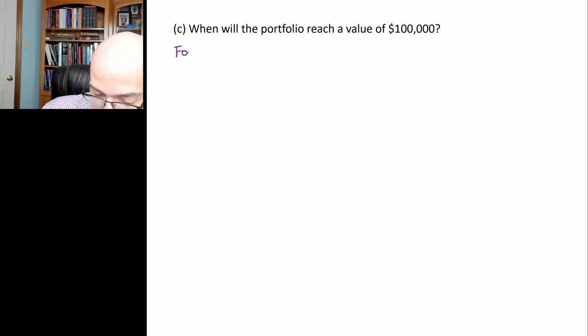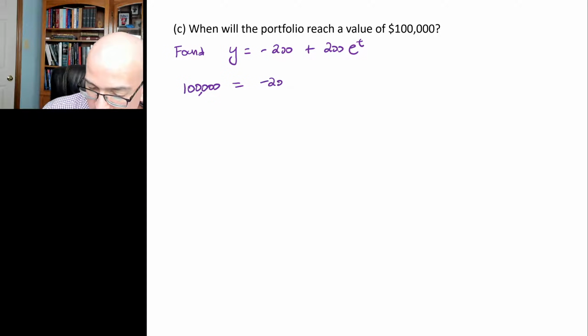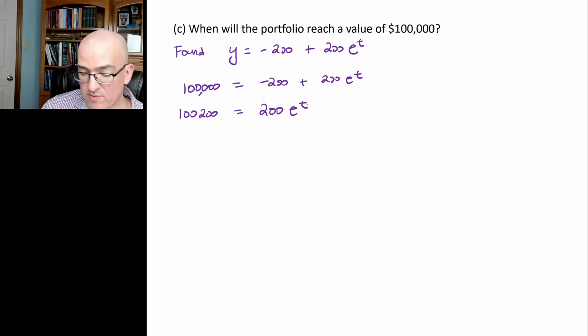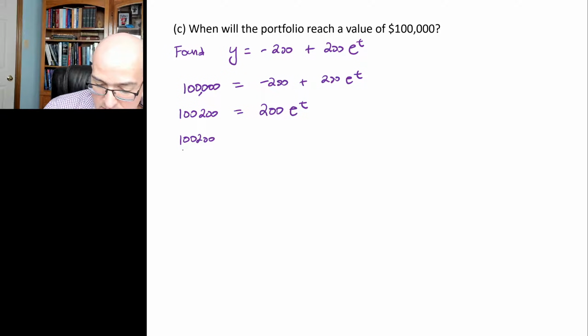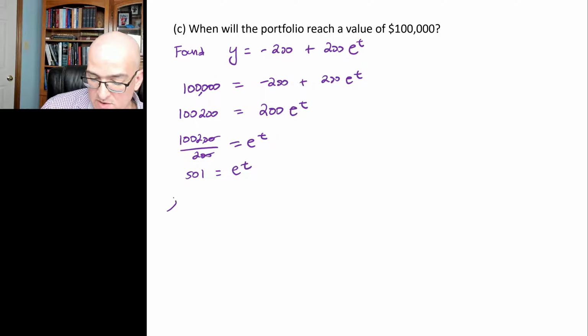So we found y is equal to negative 200 plus 200 e to the t. So we have 100,000 is equal to negative 200 plus 200 e to the t. And add 200 to both sides, so 100,200 is equal to 200 e to the t. Divide both sides by 200. And then cancel. I can cancel the zeros. I have 1,002 divided by 2, so 501 is equal to e to the t. And then ln both sides.